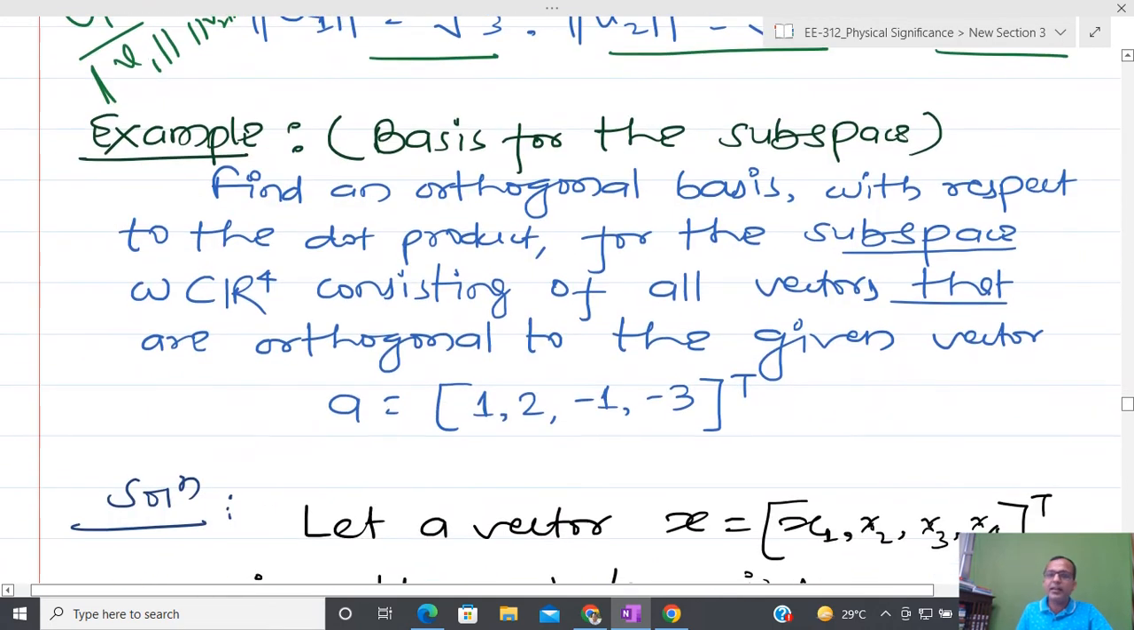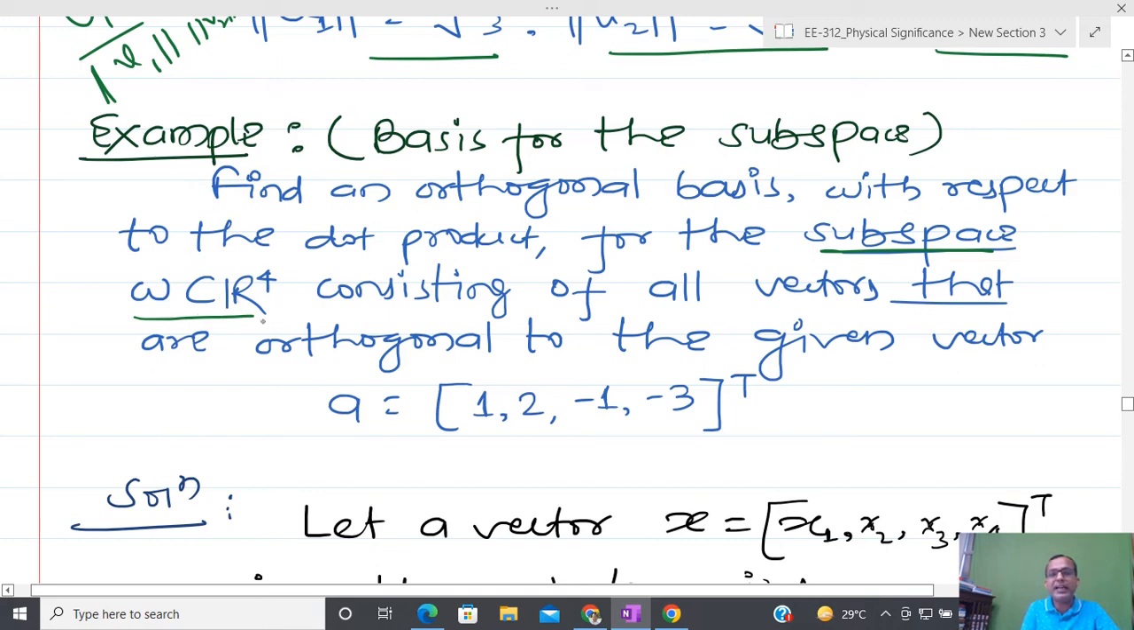Another important thing is that with the help of this algorithm you can also construct a basis of a subspace. When I was teaching vector spaces, I already told you that a subspace is a subset which has vector space properties, or which satisfies all properties of a vector space. Now suppose that I have a subspace, omega, which is a vector space that belongs to R4.